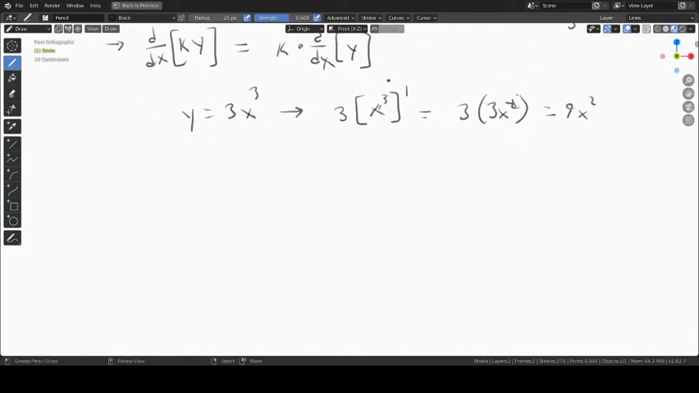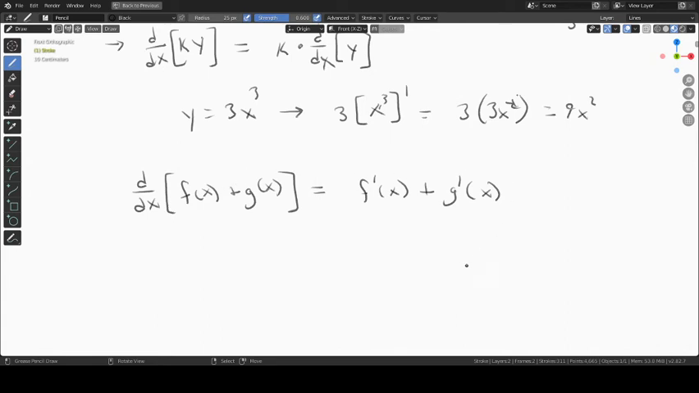Alright then. The last rule we'll cover in this one is basically when we have the derivative of an addition of functions. So say we wanted to take the derivative of the following. We have f of x plus g of x. Well, this is the same thing as f prime of x plus g prime of x. And it's that simple. So the derivative of the sum of the two is equal to the sum of the derivatives.